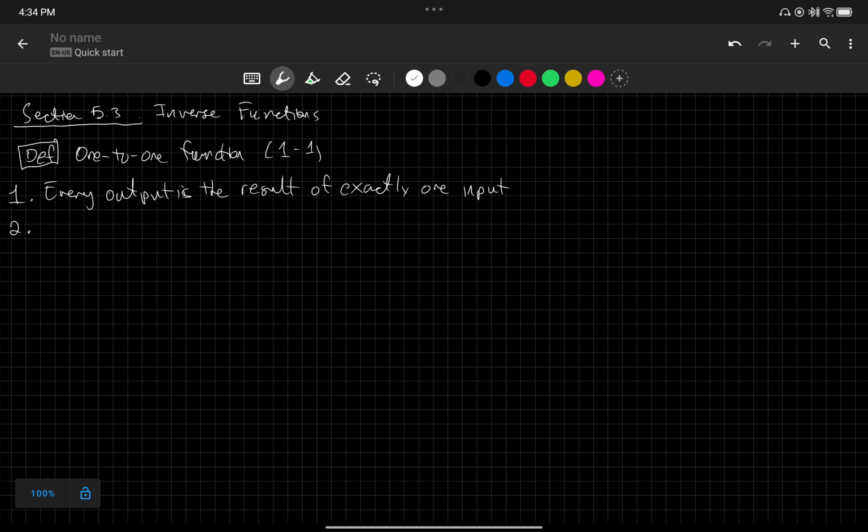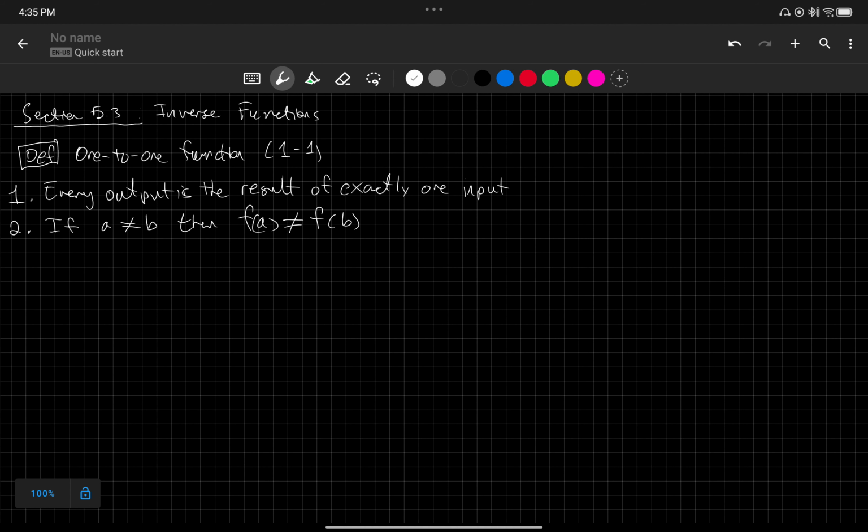And the second is in terms of a condition. So it's equivalent to what we just said. If we look at different inputs, so if A is different than B, then the output f of A has to be different than the output f of B. So in other words, different inputs should have different outputs. That's exactly the same thing as the first one.